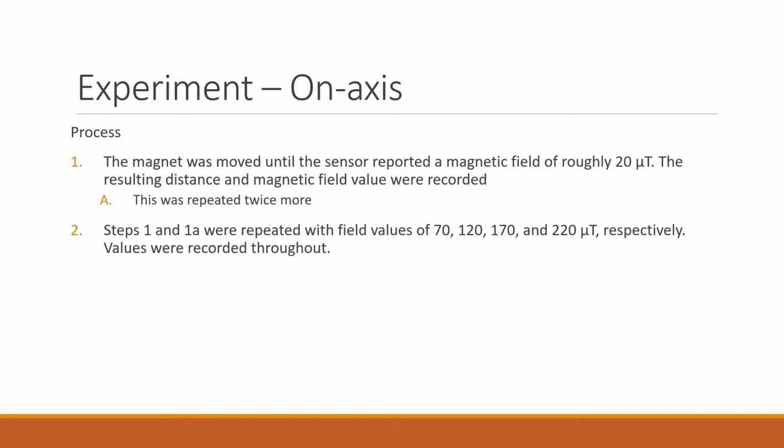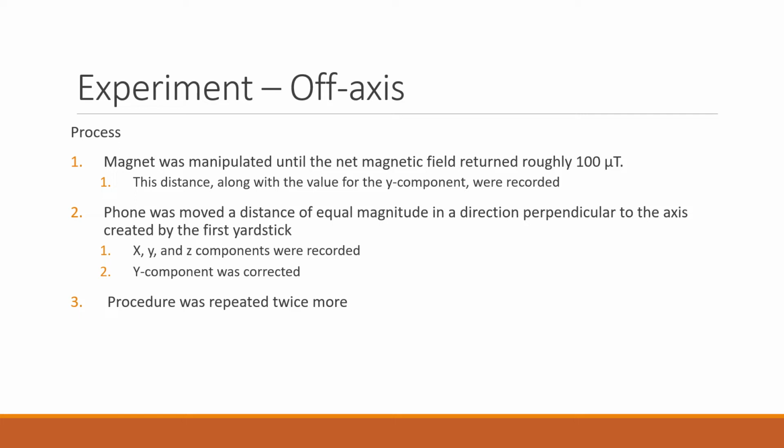For the on-axis experiment, the magnet was moved until the sensor reported a magnetic field of roughly 20 microTesla. The resulting distance and magnetic field value were recorded, and this was repeated twice more for a total of 3 data points. Steps 1 and 1a were repeated for the field values of 70, 120, 170, and 220, and values were recorded throughout. Each of these values was then put into a document and averaged together for the data point.